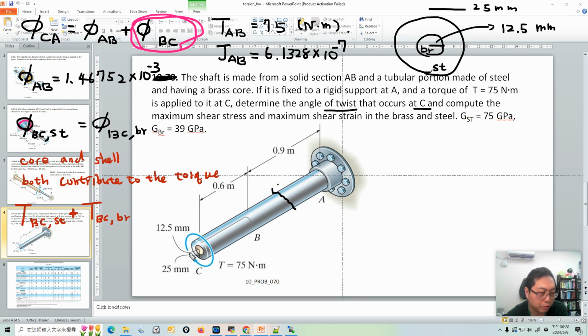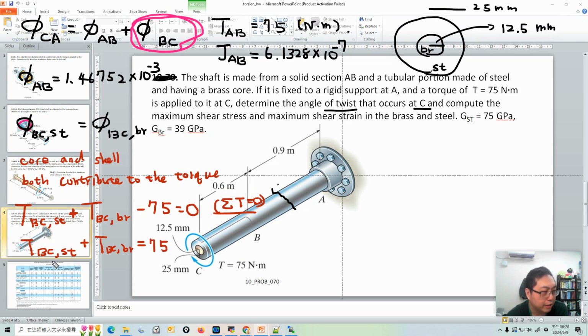This is the torque from the core-shell structure, and we add the external applied torque. This is clockwise, so it's minus 75 equal to 0. This is rigid body equilibrium: the summation of moments or torques is equal to 0. So the torque from the BC steel part and the torque from the brass, added together, equal 75.